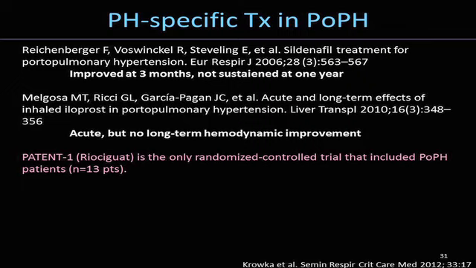There's another good study using ambrisentan in these patients, with normalization of the PVR in 5 of them, a little less than 50% of the patients had normalization of PVR, so a great response there also with ambrisentan.